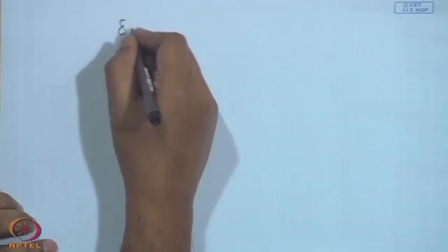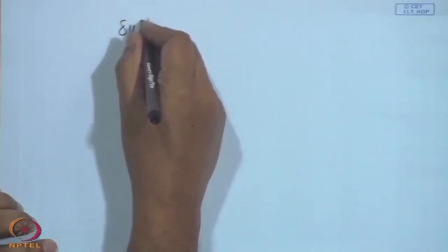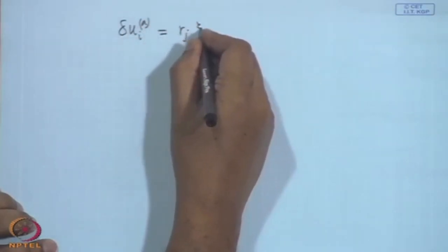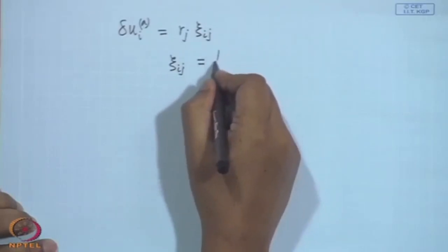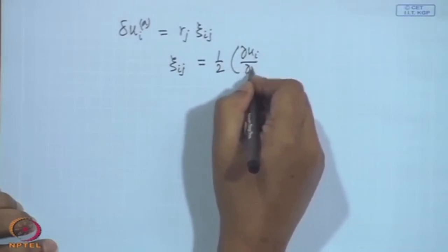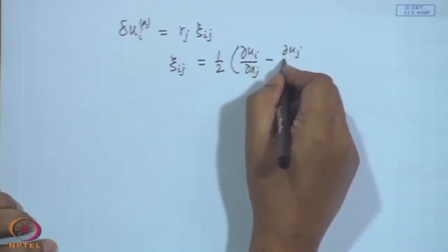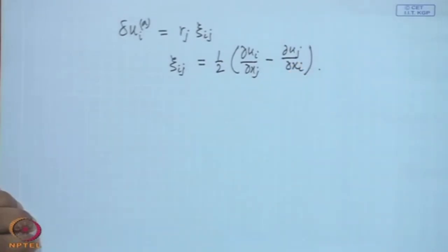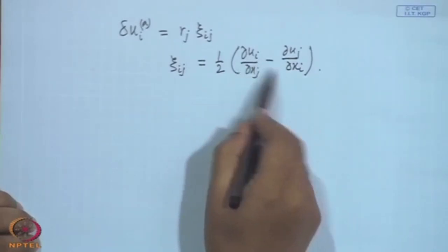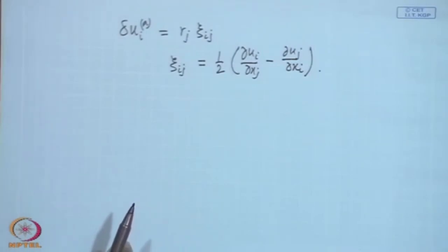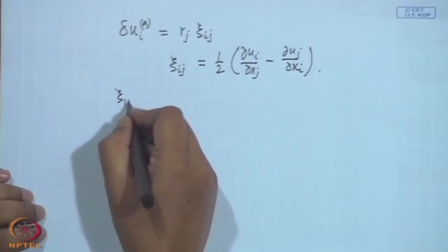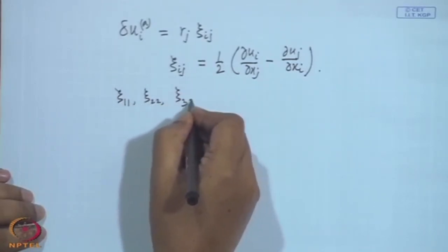The second contribution is the antisymmetric contribution. If you remember, we had the antisymmetric contribution delta u_i^a equal to r_j xi_ij, and by definition xi_ij we wrote as the antisymmetric part of the velocity gradient tensor, half of (du_i/dx_j minus du_j/dx_i). We have already stated that this clearly shows that the diagonal terms are all 0. When i is j, this term gives 0, that is xi_11, xi_22, xi_33 are all 0.